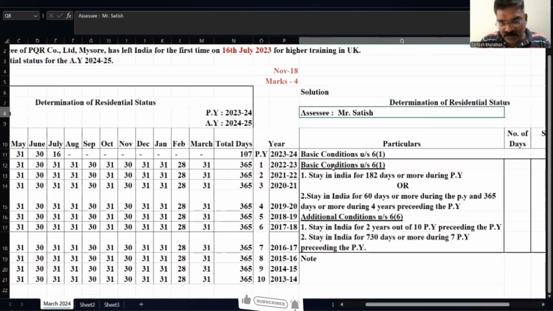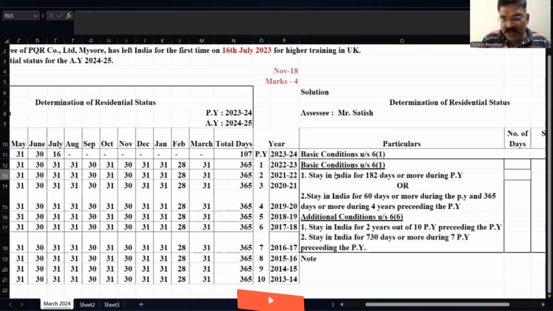So let us see. The first basic condition says that he should stay in India for 182 days or more during the previous year. He has stayed for 107 days. Therefore, he has not satisfied the first basic condition. So we move on to the next basic condition. What it says: stay in India for 60 days or more in the previous year, he has stayed more than 60 days. So again, I will mention 107 days, and 365 days or more during the 4 years preceding the previous year.